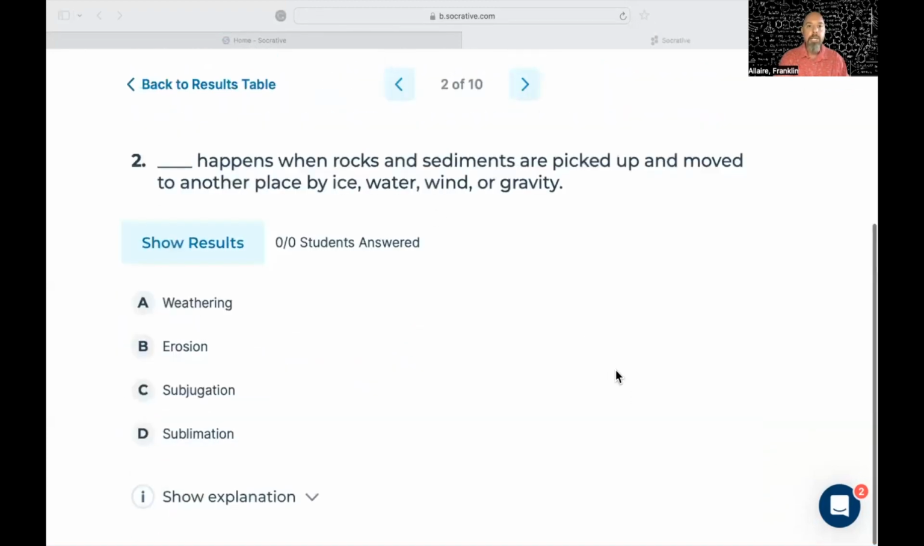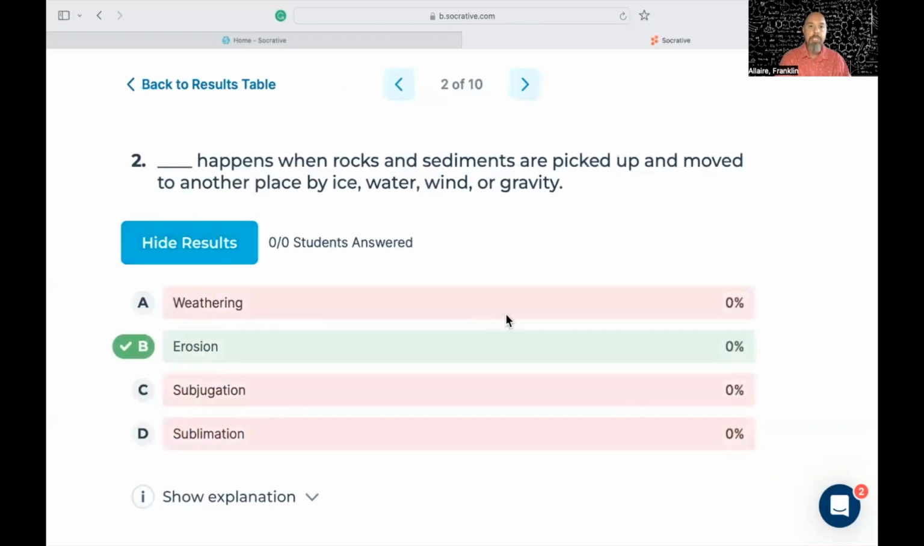Number 2: erosion is what happens when rocks and sediment are picked up and moved to another place by ice, wind, water, or gravity. So again, the difference between weathering and erosion is that with weathering, it stays in place. That big giant rock is not being picked up and taken anywhere. Whereas with erosion, as we've seen with big storms like Hurricane Harvey and Tropical Storm Imelda, where things are being picked up and carried off and then dropped off someplace else, that is going to be the process of erosion.